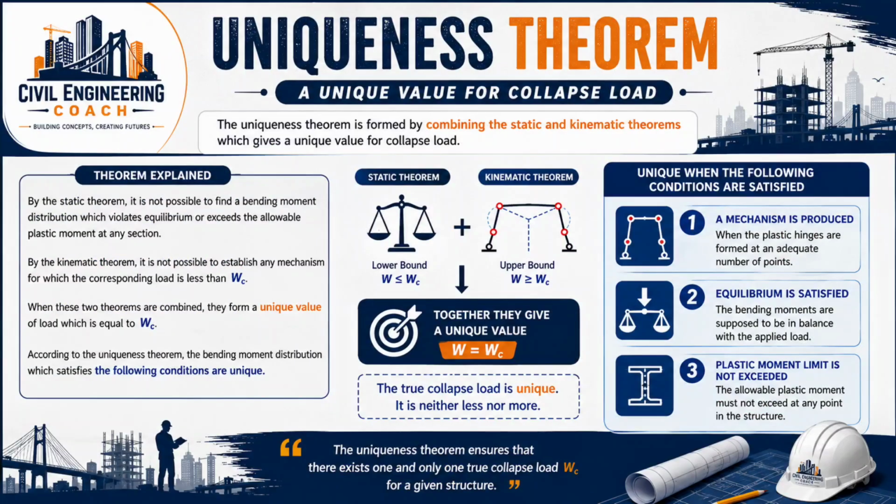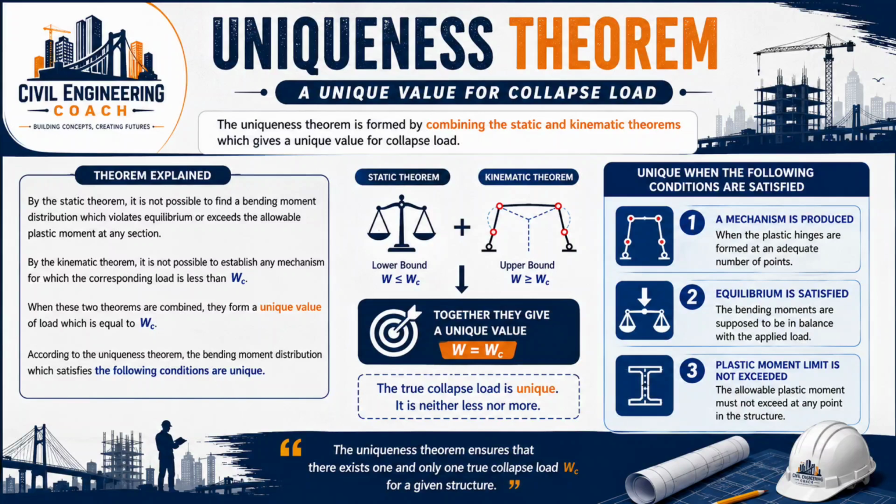Now we will look into the uniqueness theorem. The uniqueness theorem is found by combining the static and kinematic theorems. As we discussed earlier, it is a combination of both the lower bound theorem and the upper bound theorem. It is a very unique theorem which gives the unique value for the collapse load.